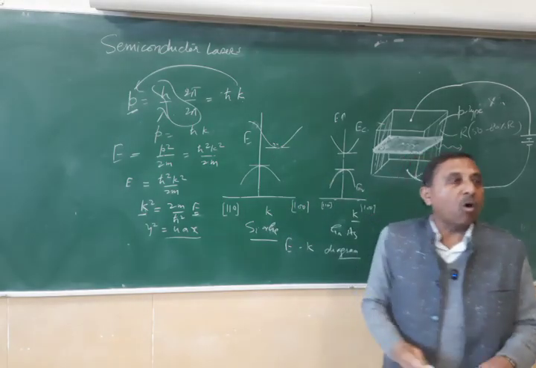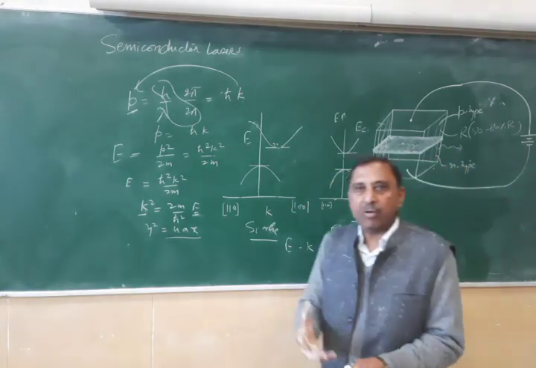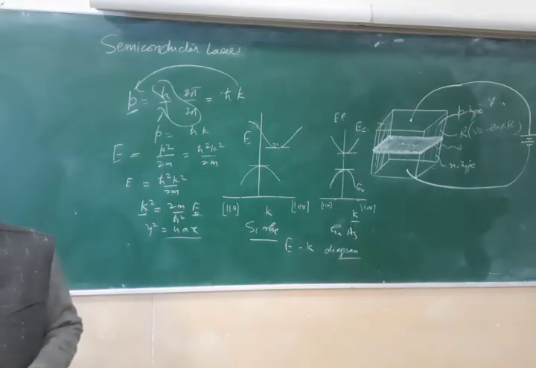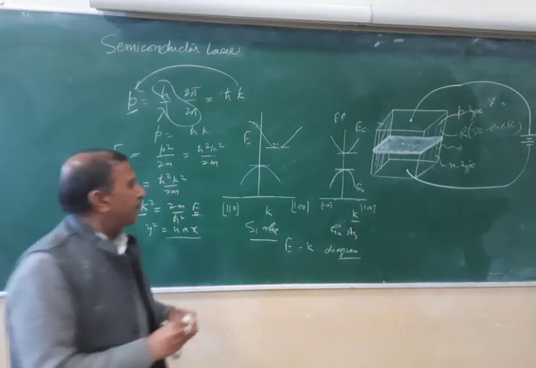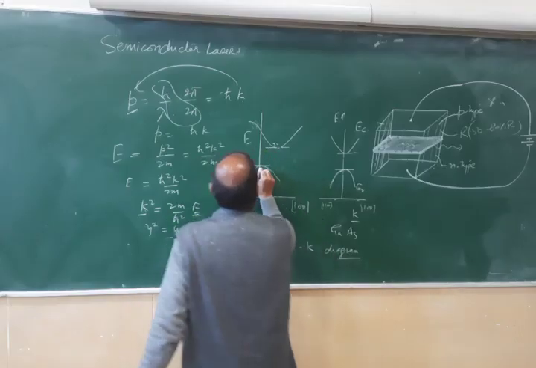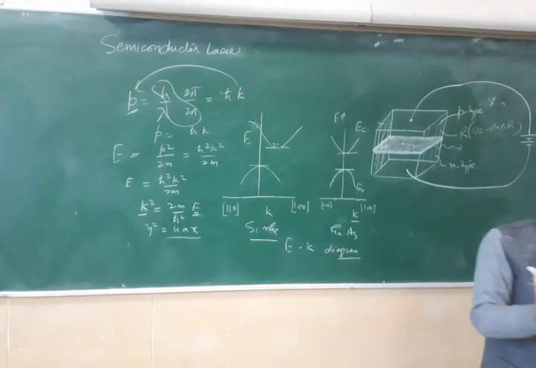Okay? And holes inside the solid, valence band के अंदर जो holes हैं, holes will accumulate in the region where the maxima of this valence band is there. Hole is like a bubble.